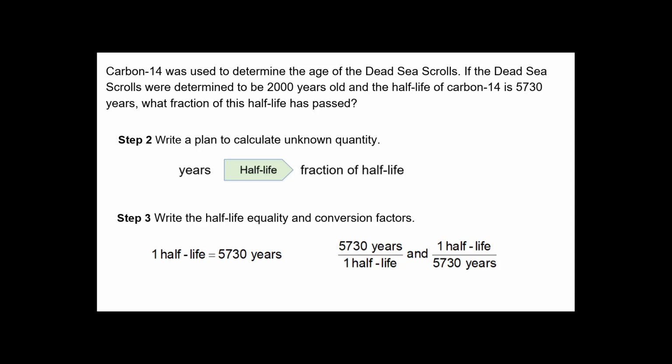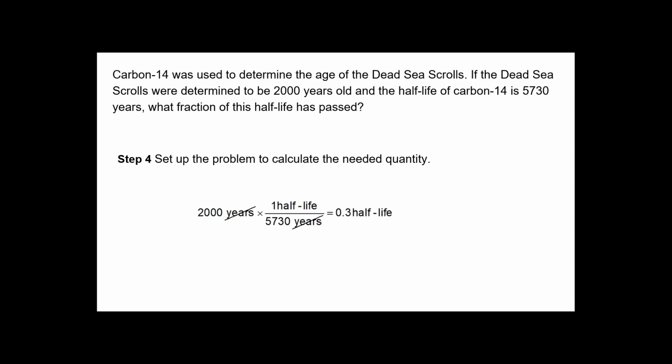So what's the conversion we're going to use? We're going to use 1 half-life equals 5,730 years, and we're going to use it either way. That's going to allow us to cancel out the units. So when we set this up, we're going to start with 2,000 years. We're going to put the 5,730 years on the bottom, 1 half-life on the top, and we're going to cancel out the years. And the fraction is 0.3 half-lives.